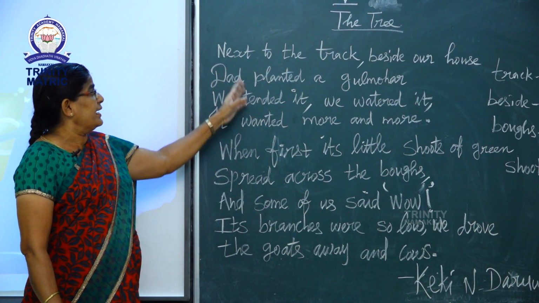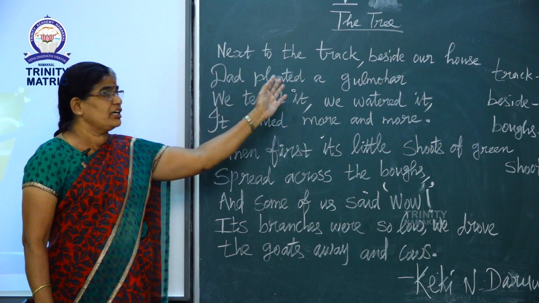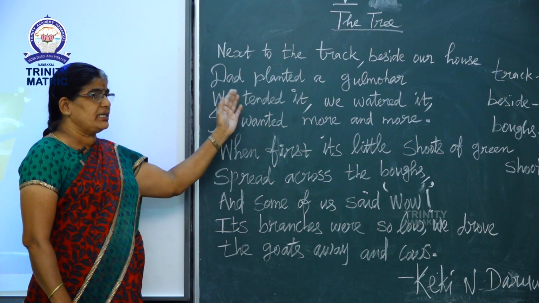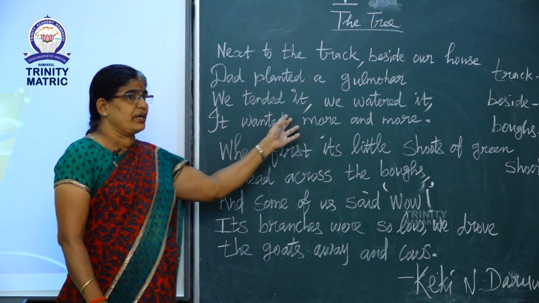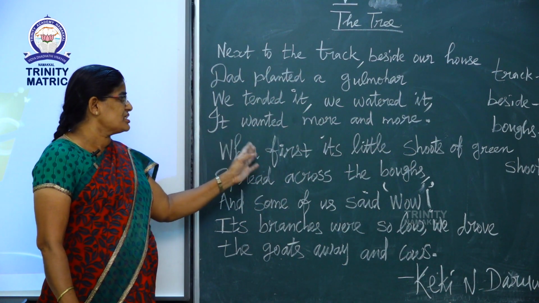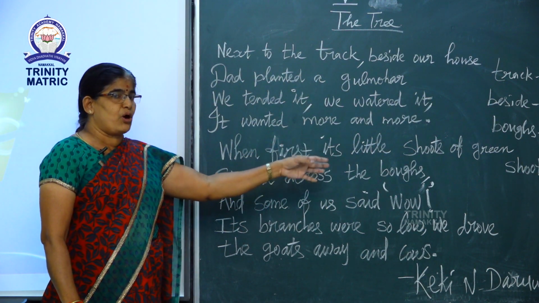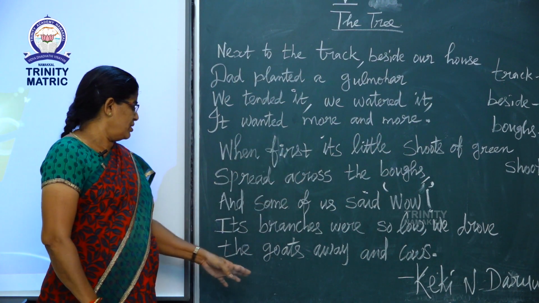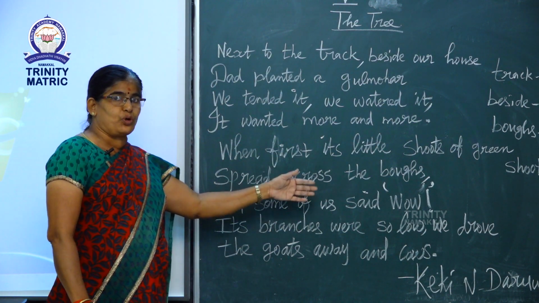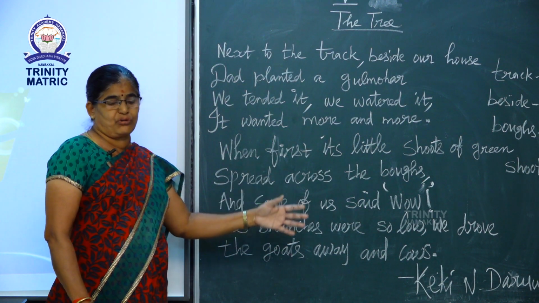Listen children. Next to the track beside our house, Dad planted a gulmohar. We tended it, we watered it. It wanted more and more. When first its little shoots of green spread across the boughs, some of us said, wow. Its branches were so low, we drove the goats away and cows.